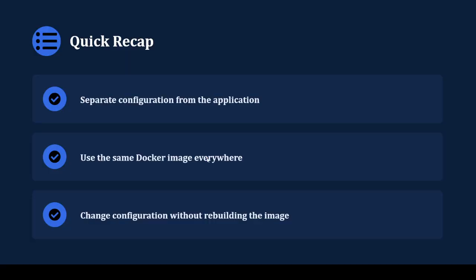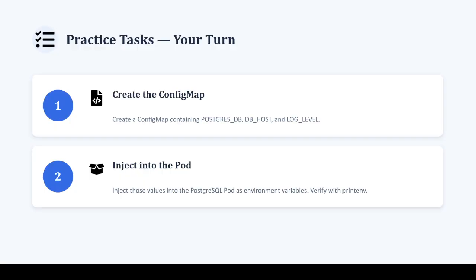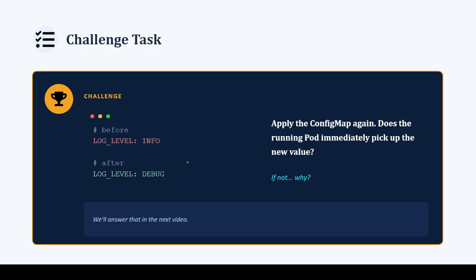So, quick recap. We have a separate configuration from the application and we use the same image, and you can change the configuration without rebuilding the image. The practice task for you is to create the config map in which these things will be there and inject it into the pod. And the challenge is that after applying the config map again, you have to change a value. You can use any variable. Does the running pod immediately pick up the new value? If not, why? This you have to find out, and we'll see that in the next video.